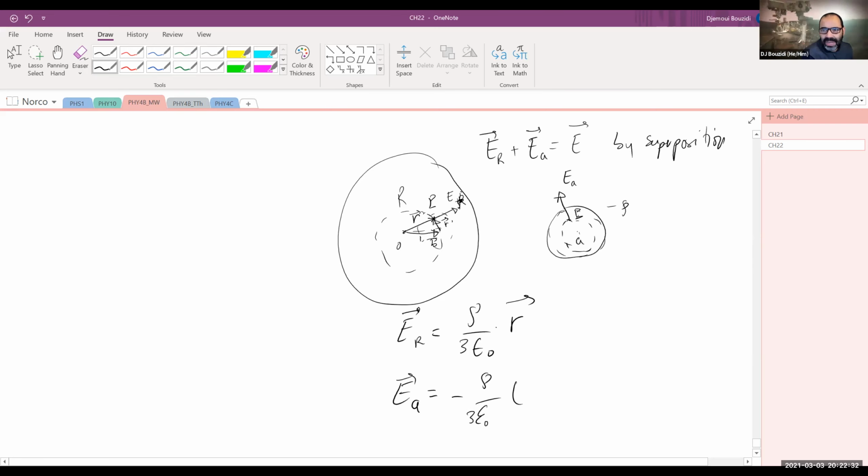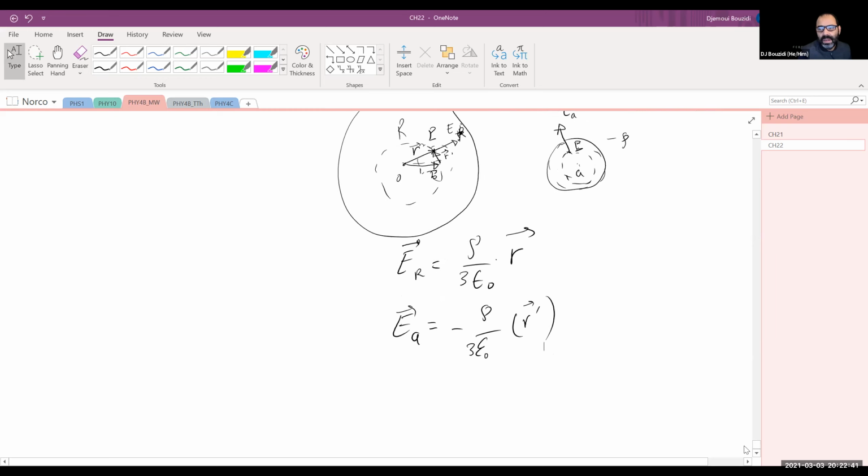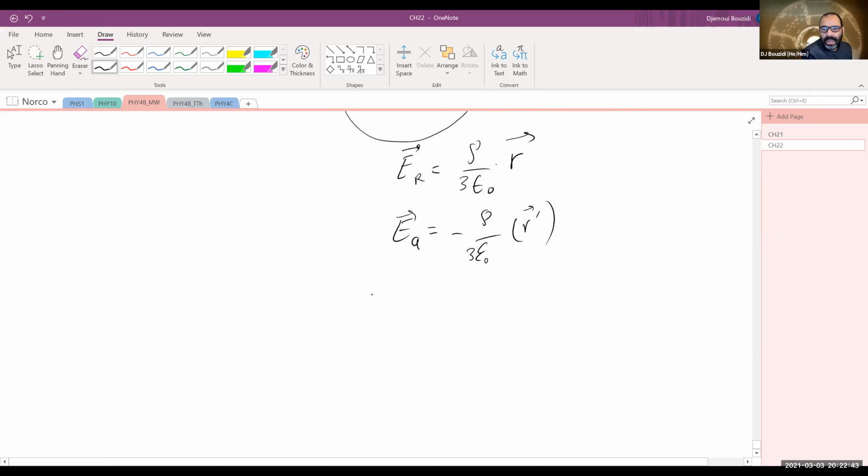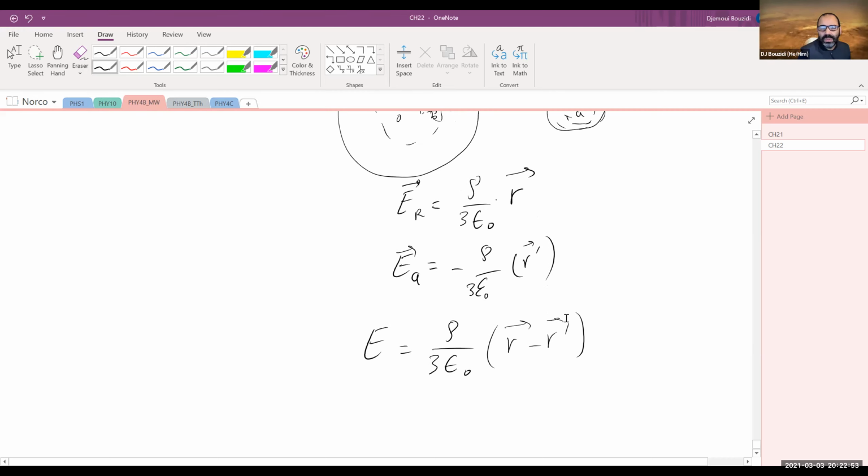And the vector that I'm going to do in there is R prime, okay? And now by superposition, I just need to add these two vectors, that's all. So E is simply going to be sigma over 3 epsilon naught, which is common to both terms, and it's R minus R prime. Let's look at this R minus R prime business to see exactly how it looks.